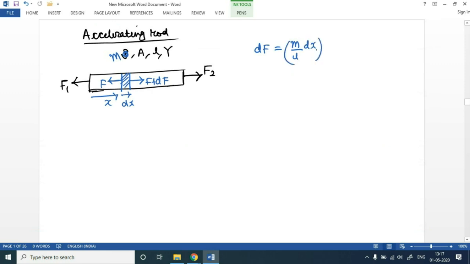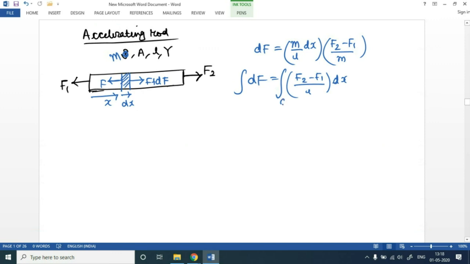And its acceleration, obviously, if we assume that f2 is greater than f1, would be simply f2 minus f1 divided by m over here. So this is basically f2 minus f1 upon L into x, or into dx over here. So that is df.